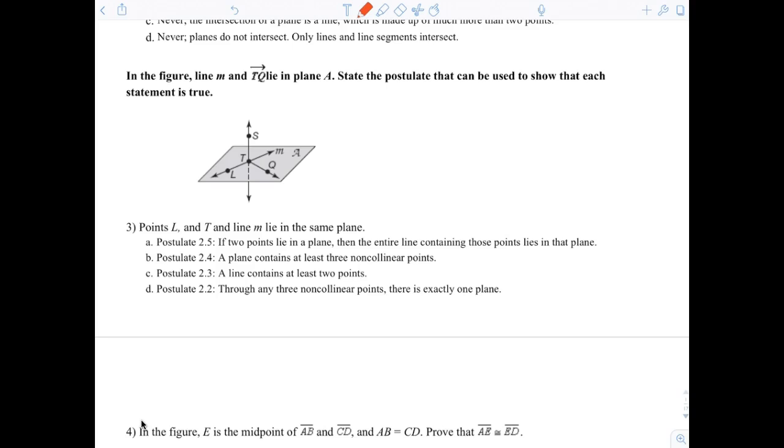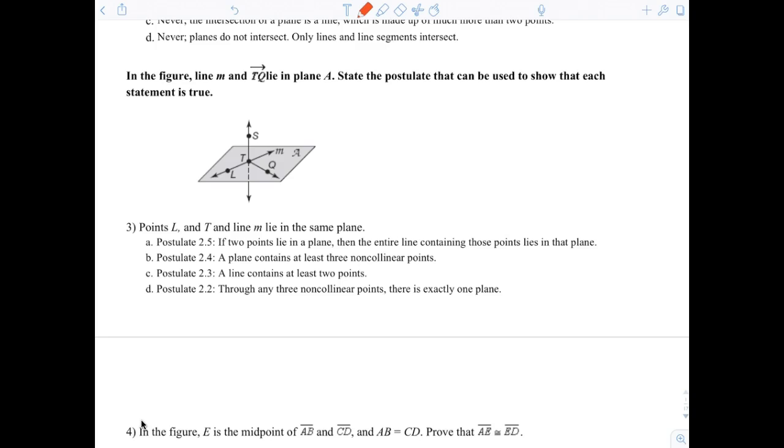It says in the figure, line M and ray TQ lie in plane A. State the postulate that can be used to show that each statement is true. Point L and T and line M lie in the same plane. What are you thinking? If 2 points lie in a plane, then the entire line containing those points lies in the plane.